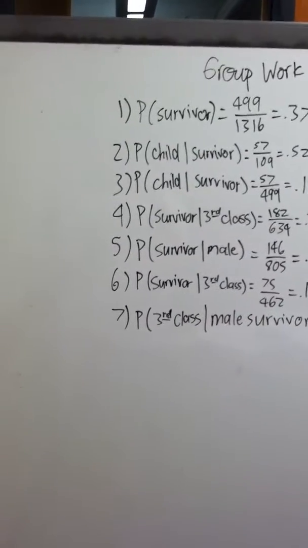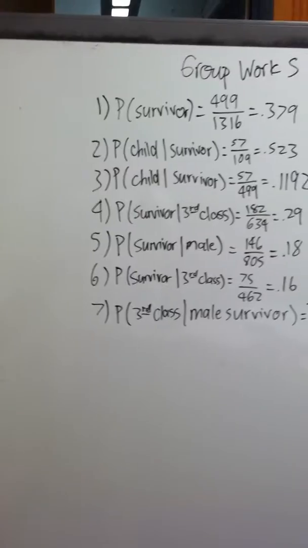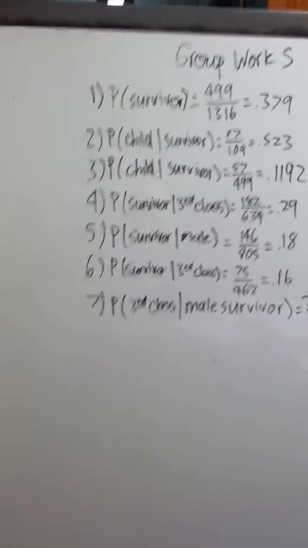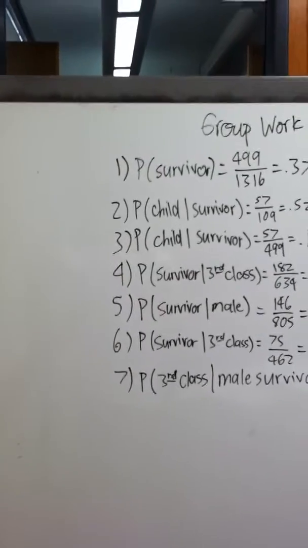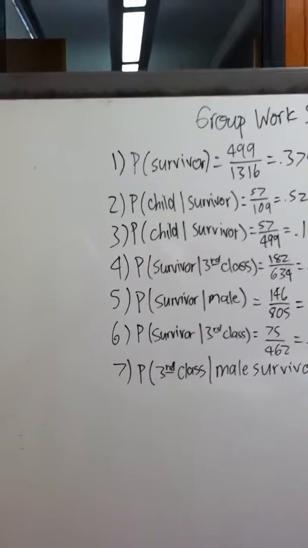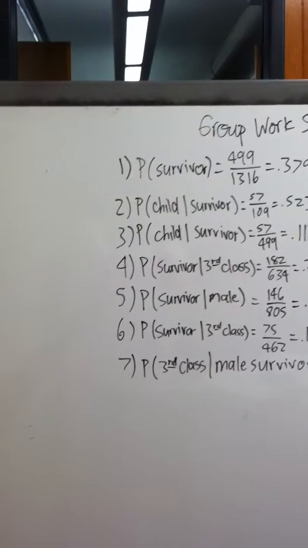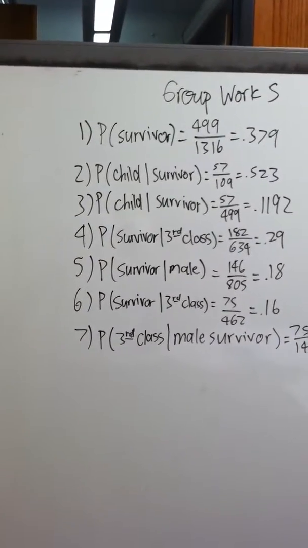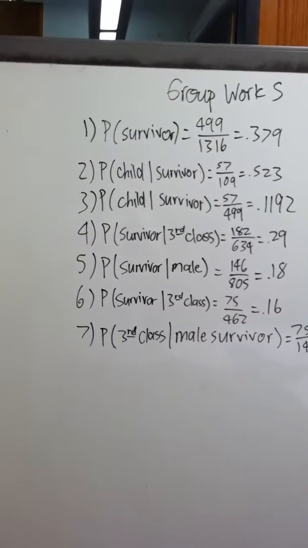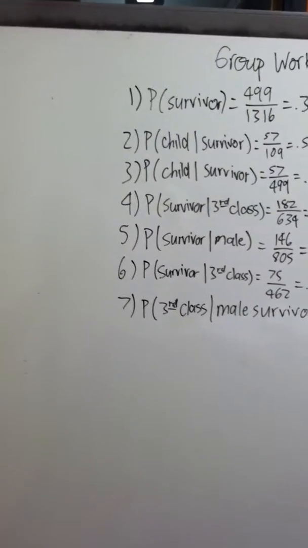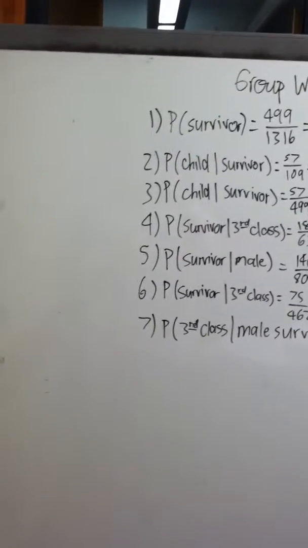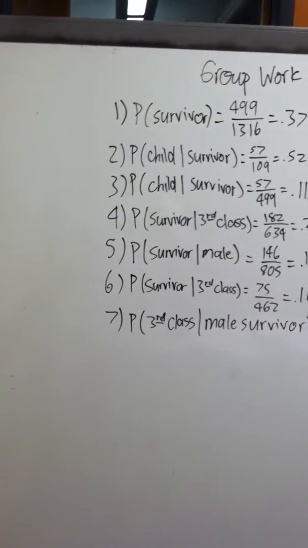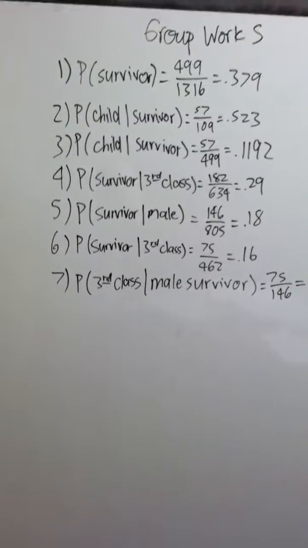Question 6 is asking what is the probability that a randomly selected passenger was a survivor, given that they were a third-class male passenger. In this case, we would take 75, which is the total men that survived the Titanic that were third-class passengers, and divide that by 462, which is the total number of men that were actually on the Titanic that were third-class passengers, and that gives us a probability of 0.16.